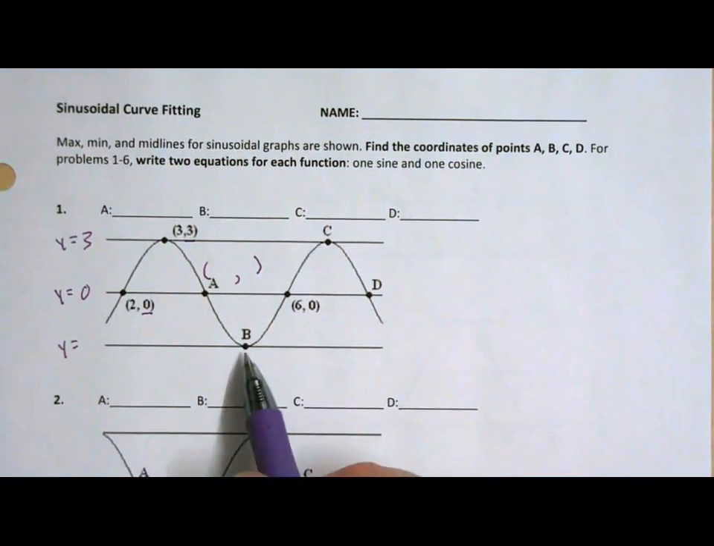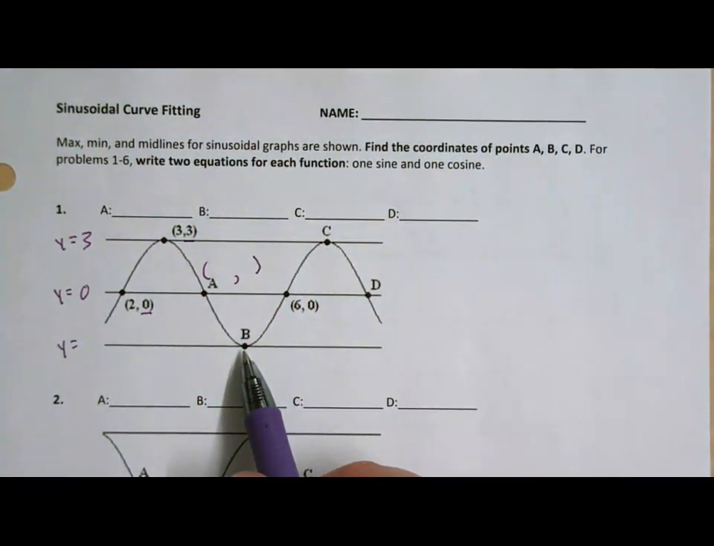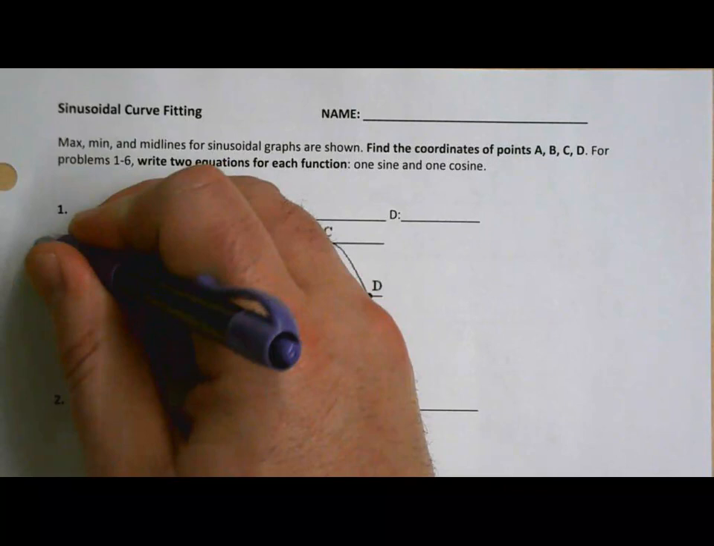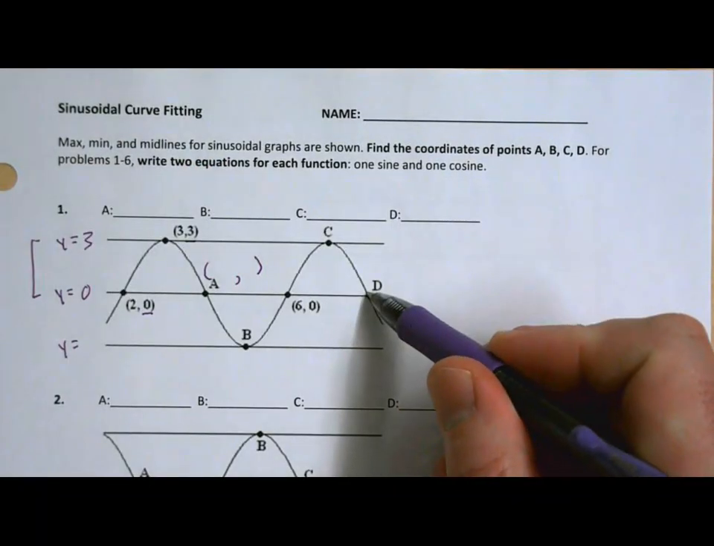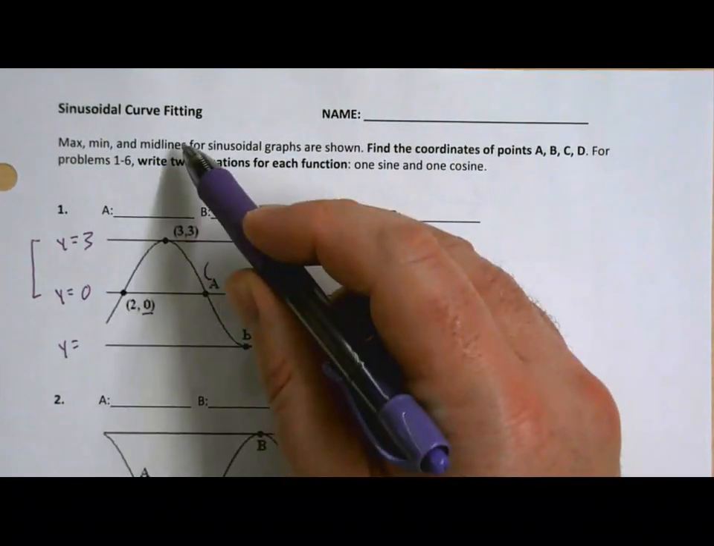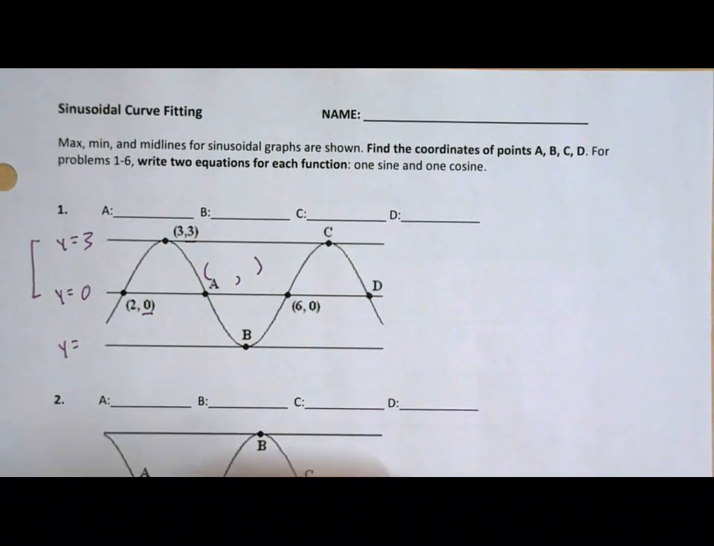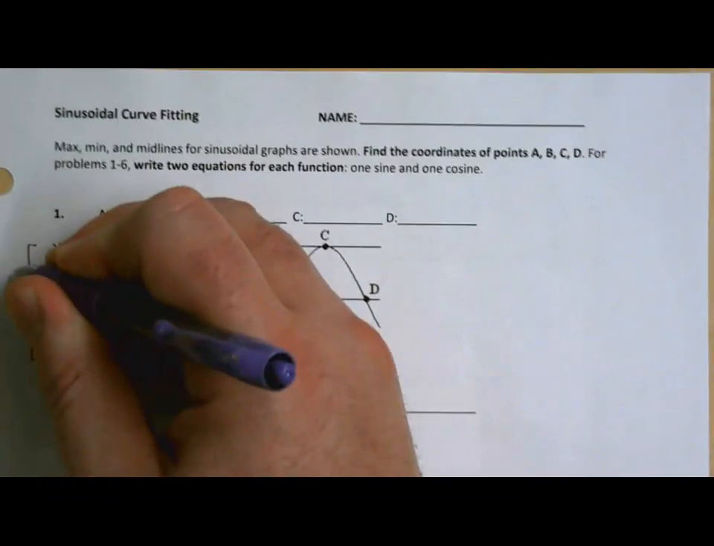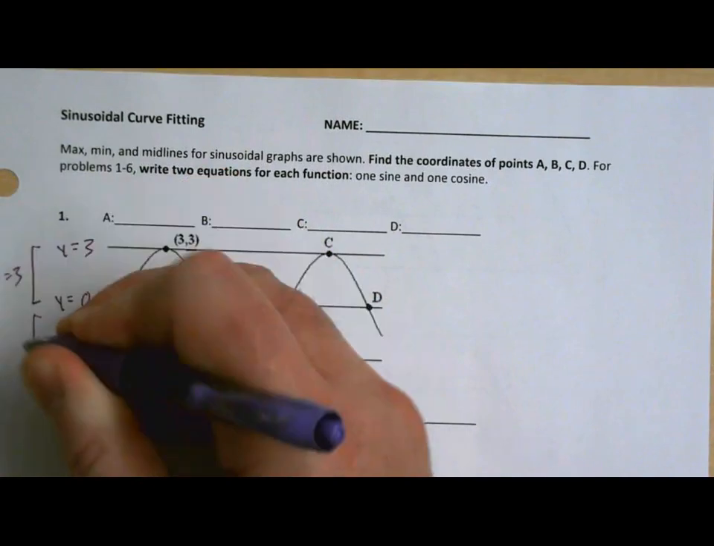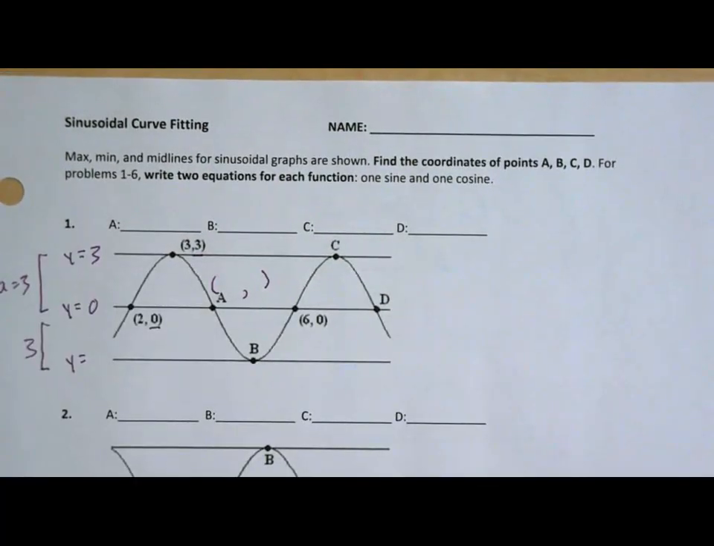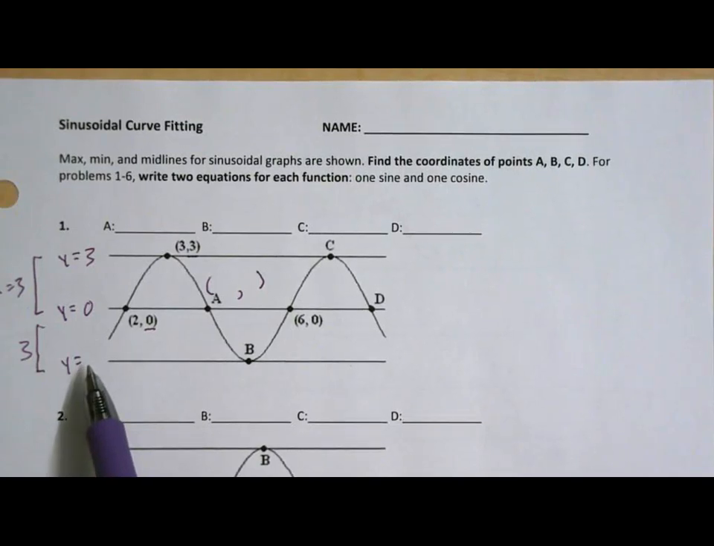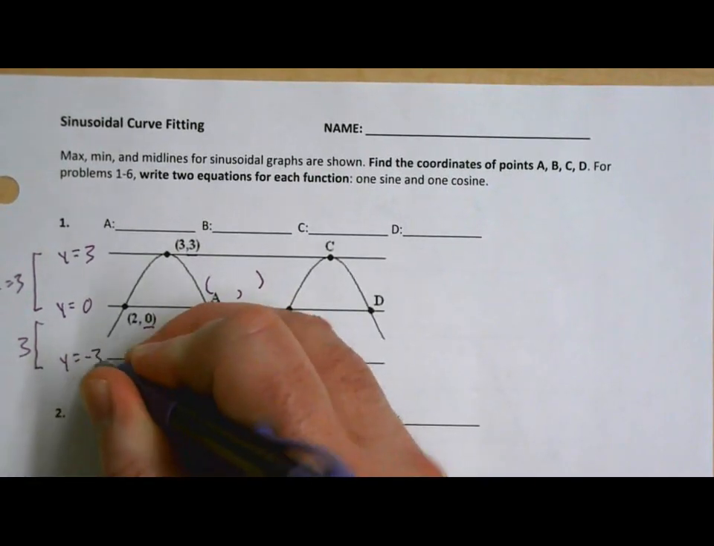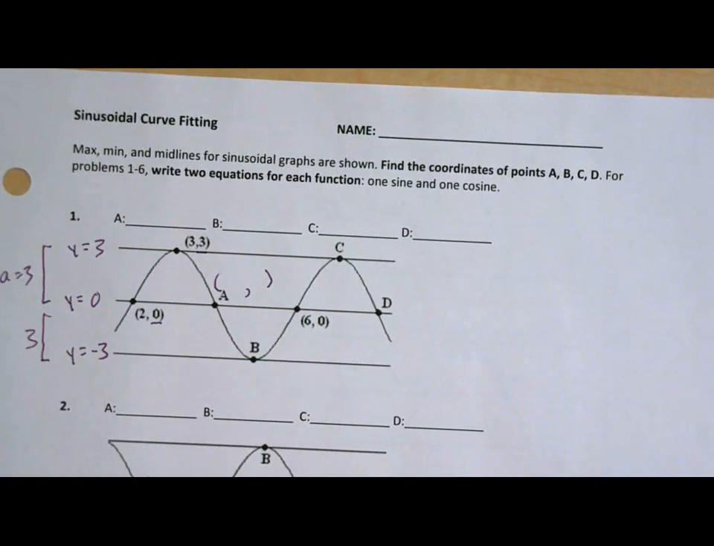I don't have coordinates for this point, but I do know that a sinusoid, if this is the midline, and it tells us that it is the midline in the instructions, the amplitude is going to be the same in both directions. So it looks like my amplitude is 3. So this would also be 3. So this line is going to be 3 down from 0, negative 3. Okay. So what else do I know?